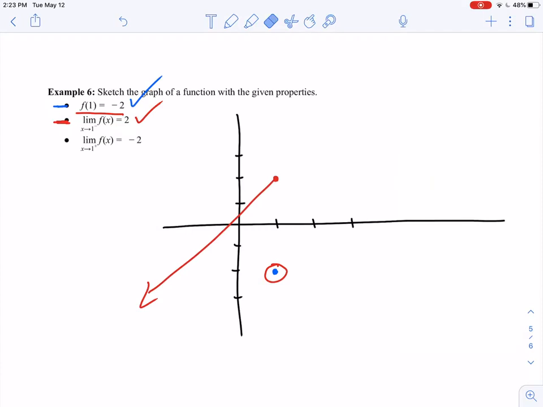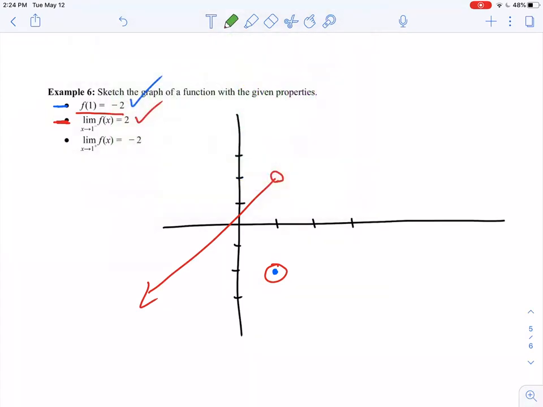Whoops. So let me see if I can just erase that point. There we go. And I'm just going to put an open circle right there to denote that there's a hole there. So it still satisfies this limit. If I get closer and closer to 1 from that left-hand side, I'm still going to get closer to a y value of 2. But now I've solved the problem of this not being a function.